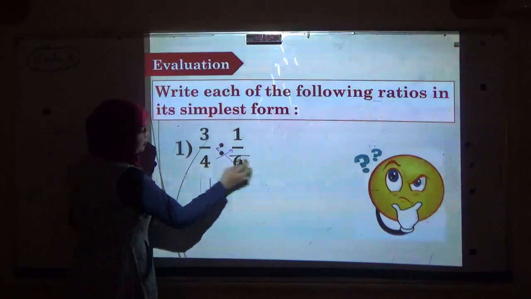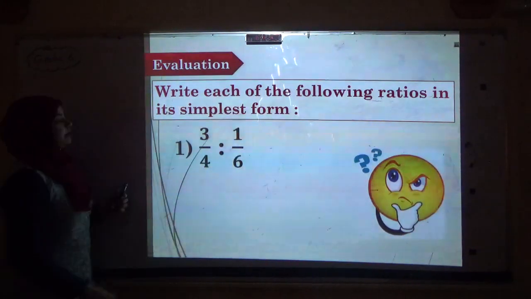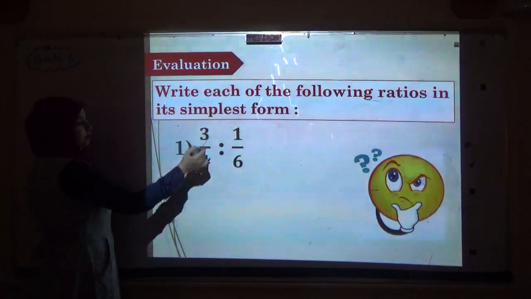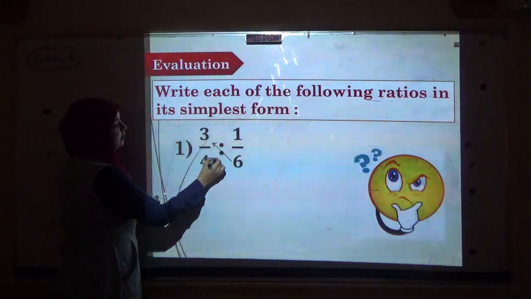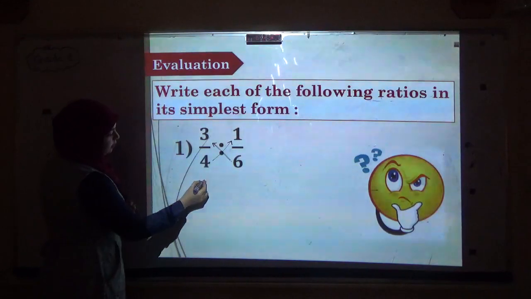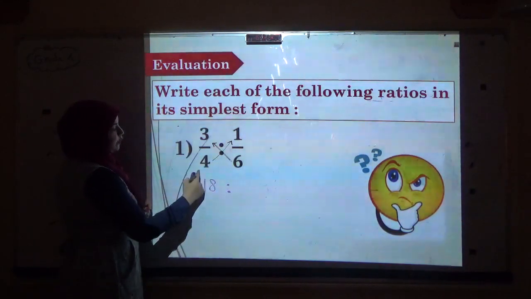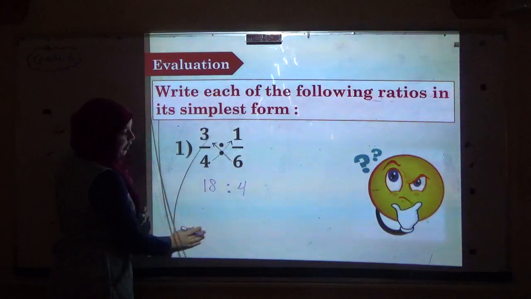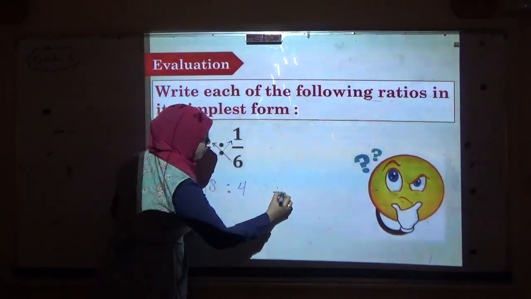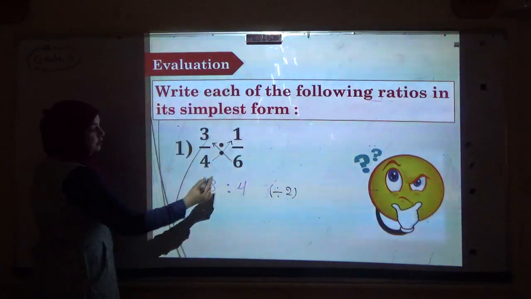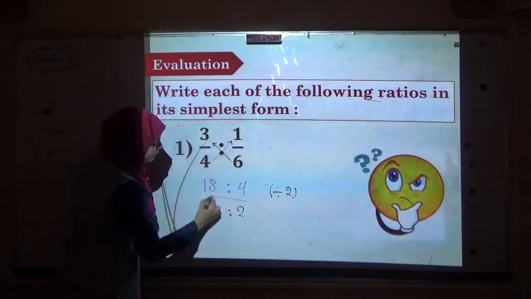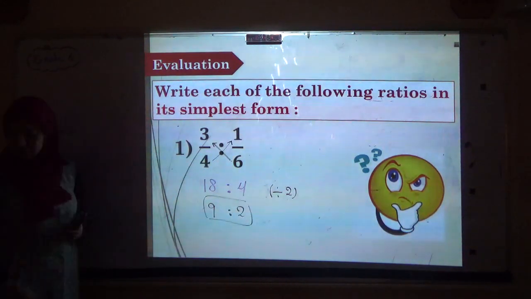Now stop the video and try to simplify this ratio by yourselves, then check your answer. Here are two fractions, so make cross multiplication. 6 multiplied by 3 equals 18. 4 multiplied by 1 equals 4. Here 18 and 4 are two even numbers, so we can divide them by 2. 18 divided by 2 equals 9, and 4 divided by 2 equals 2, and 9 to 2 is the simplest form of the ratio.